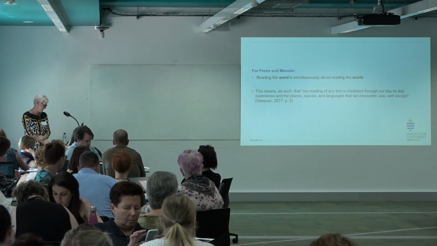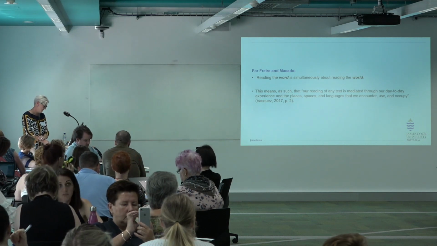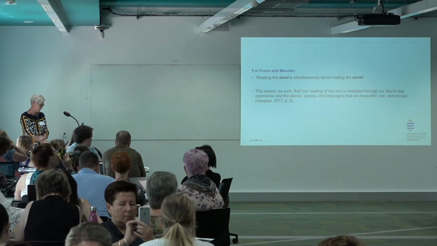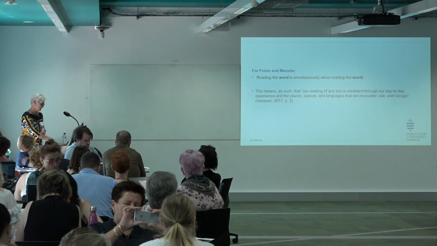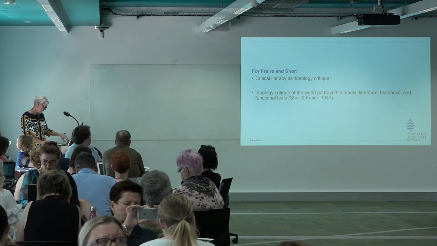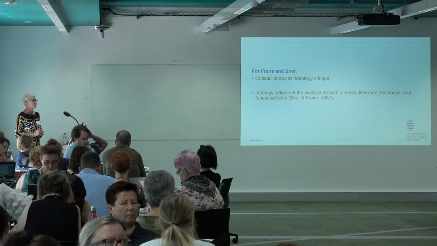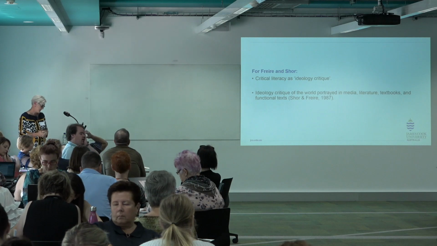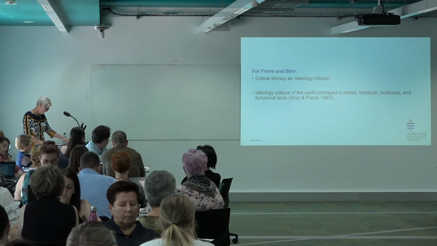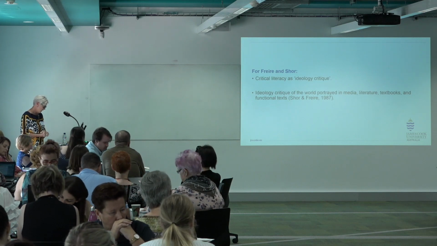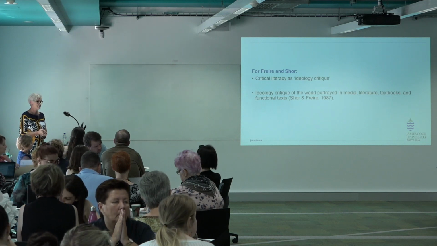Also in the 1980s, Freire's work with Ira Shor, notably A Pedagogy for Liberation, turned attention to the focus on critical literacy as ideology critique, something I'm sure you're already very familiar with. More specifically, they focused on ideology critique of the world as it's portrayed in media, literature, textbooks and functional texts. So again, there's that idea of a range of texts. In essence, according to Freire, underlying critical literacy is a definition of literacy as primarily a social practice.